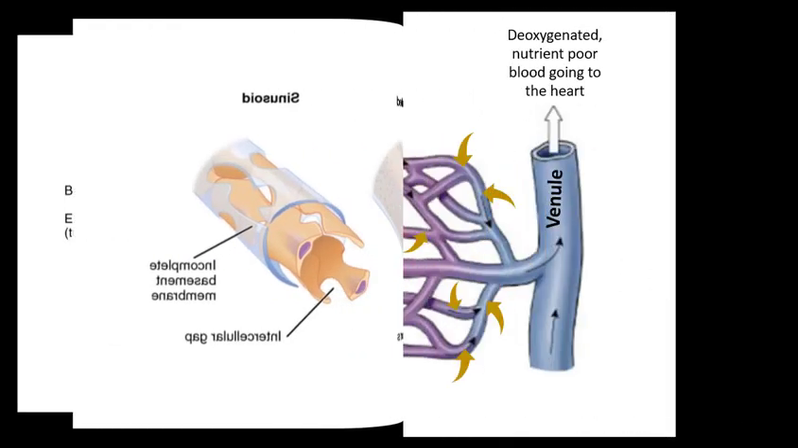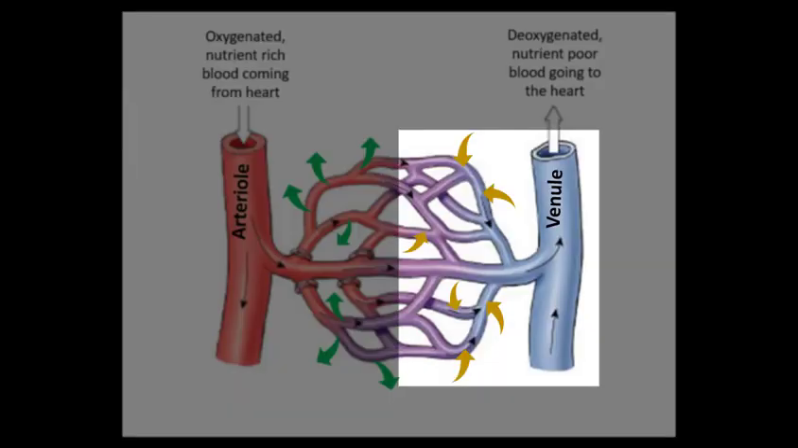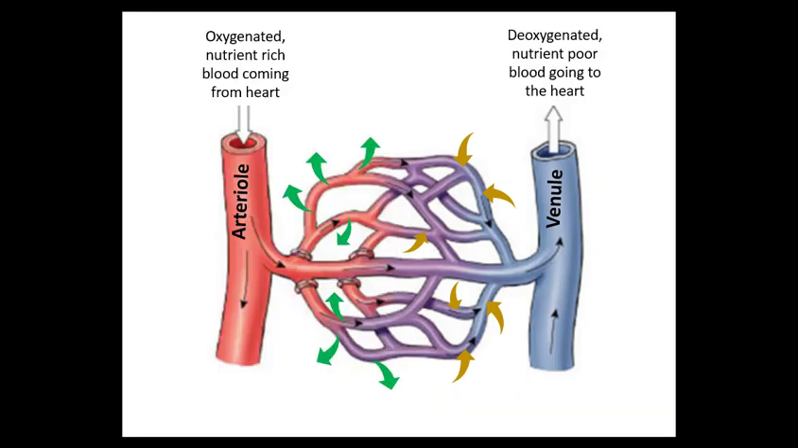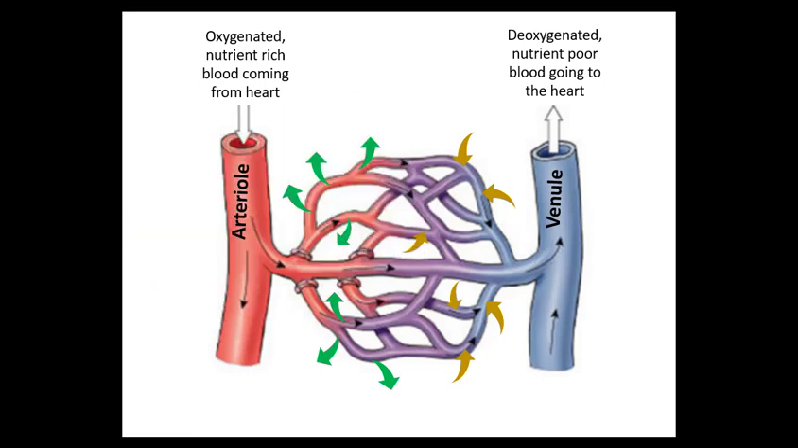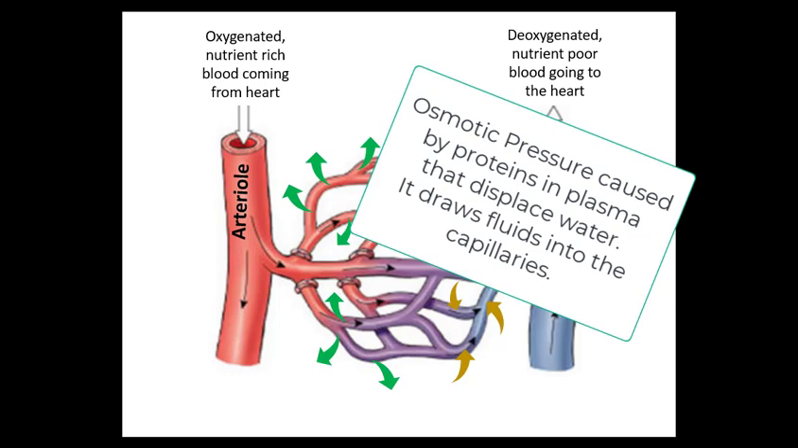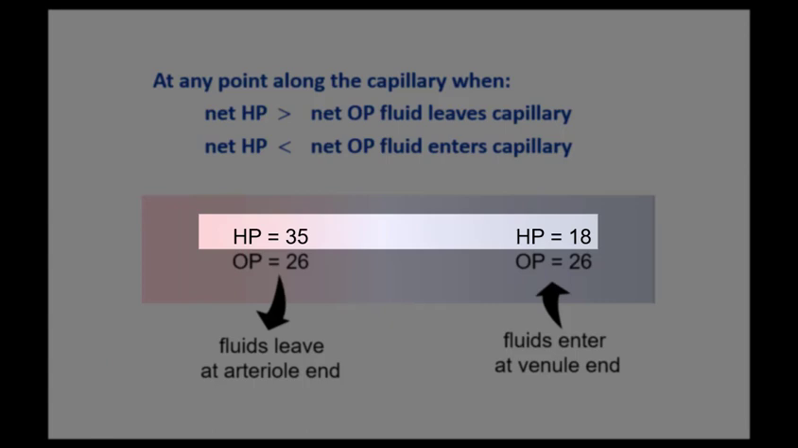In the typical capillary bed, fluids and nutrients leave the arteriole end of the capillaries through bulk flow and diffusion, while fluids and wastes are returned into the capillaries at the venule end. The forces that drive exchange are the hydrostatic pressure, that is the capillary blood pressure, which tends to push fluids out, and the opposing osmotic pressure, drawing fluids in. The hydrostatic pressure is higher at the arteriole end of the capillary than at the venule end, and that's because there's still pressure in that arteriole end from the left ventricle contraction that forced the blood into the arteries.